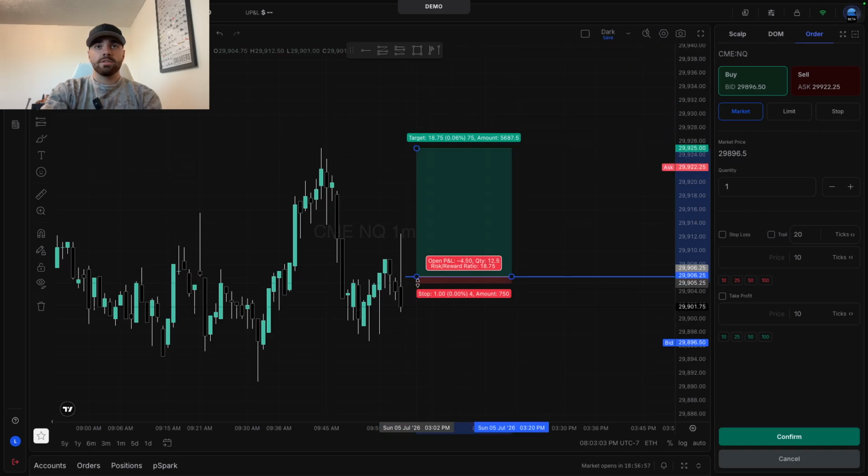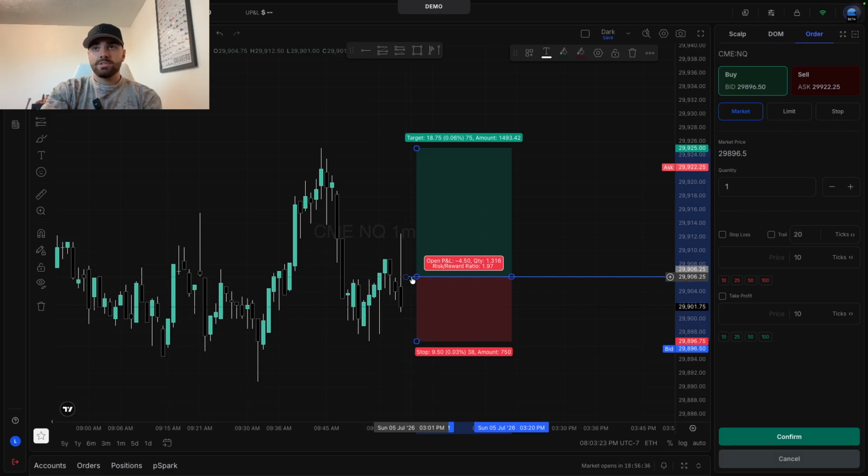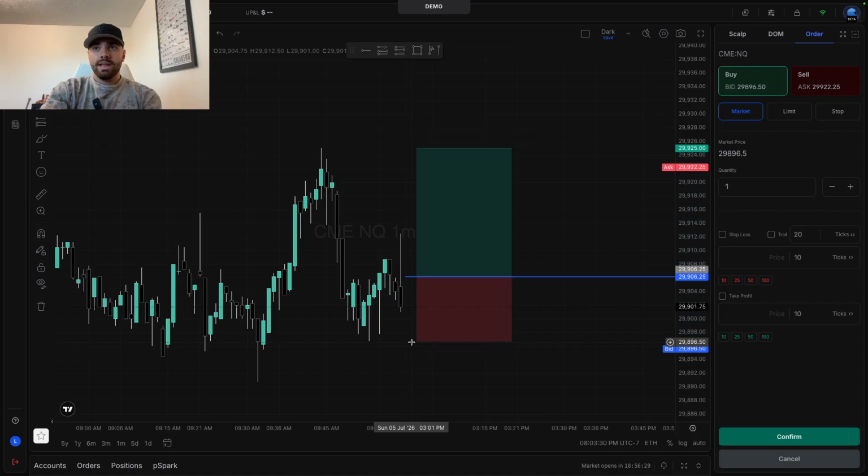Then there's gonna be a red one. It's gonna say SL, meaning stop loss. Stop loss is where you don't want price to go, but it's the minimum amount or the maximum amount of money you are willing to lose, right? So you click SL, you drag it down to the price that you want it to be at. So let's say I enter here at $29,006 and I'm able to go down to 896, right? So that's the amount that I'm willing to lose at.